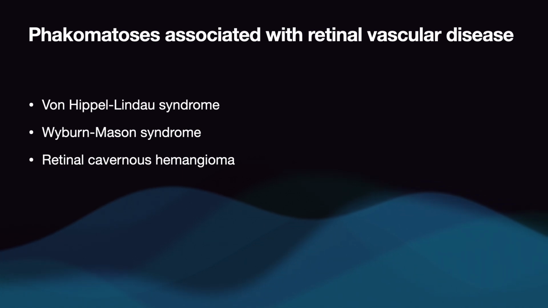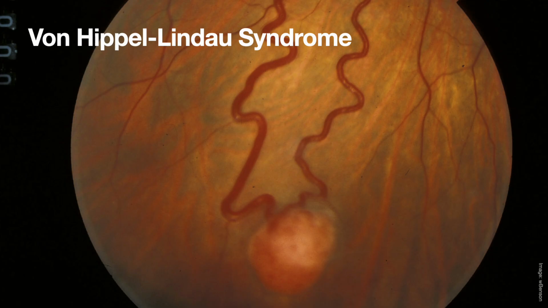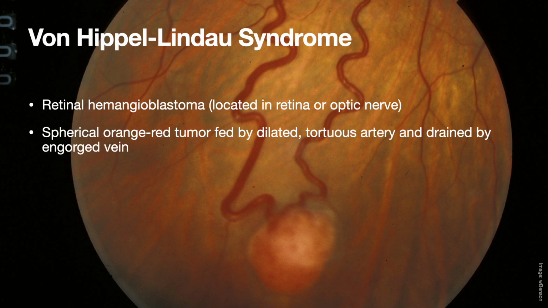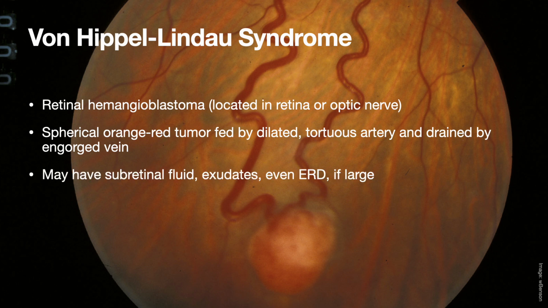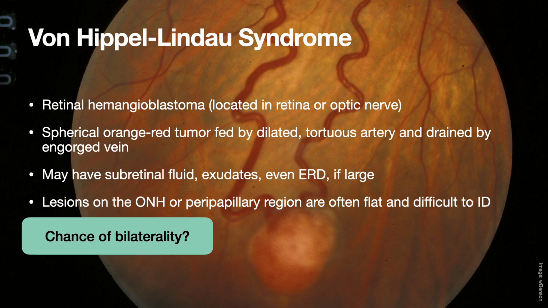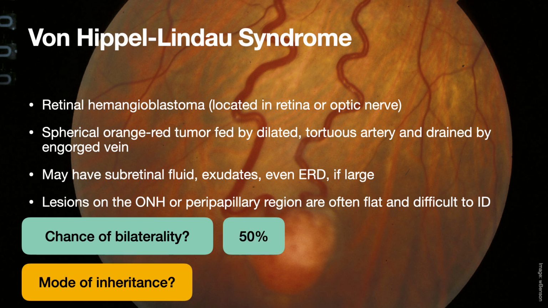And then we're going to hit a few phacomatoses associated with retinal vascular disease. Von Hippel-Lindau, we used to call these something else, but now we call them retinal hemangioblastomas. They're located in the retina or on the optic nerve. Spherical orange-red tumor fed by dilated tortuous artery and drained by engorged vein. So you got big artery, big vein. Don't forget that. May have subretinal fluid, exudates, exudative retinal detachment. Often flat if they're on the optic nerve head. Difficult to identify. The chance of bilaterality is 50%. Mode of inheritance, autosomal dominant.